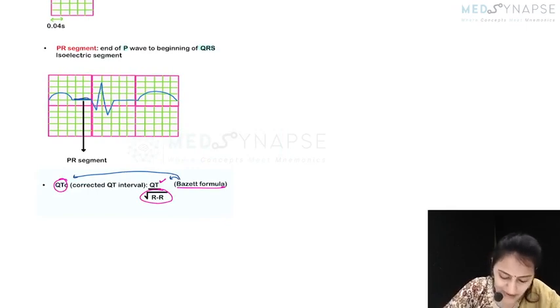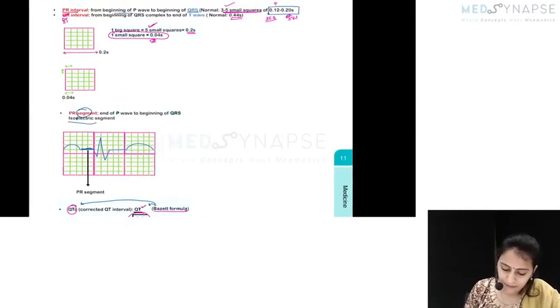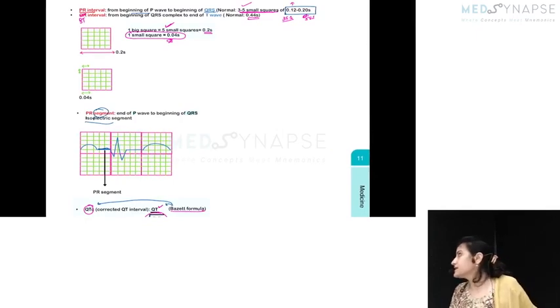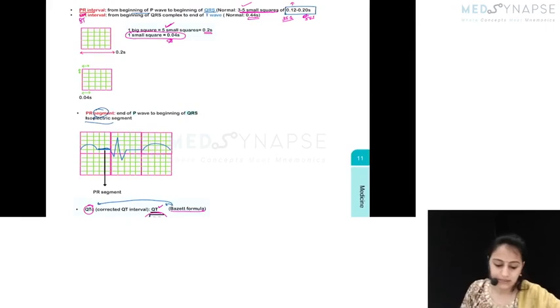PR segment is the flat line, end of P to beginning of QRS. Segment basically means isoelectric. So PR interval beginning to beginning, QT interval beginning to end.